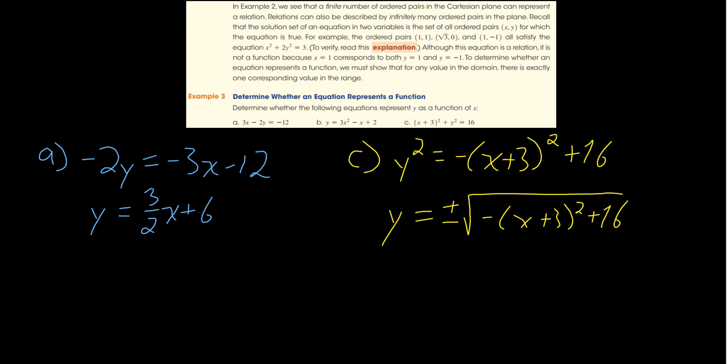Okay, so with C, I said, imagine we plug in a negative 3 for x, and then we would get back y is equal to plus or minus 4. Keep that in mind. I plugged in negative 3, and I got plus or minus 4. So where are we at?